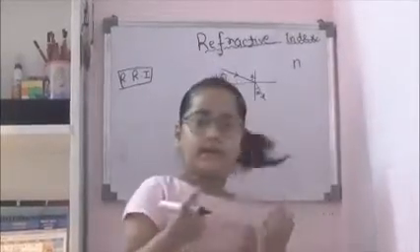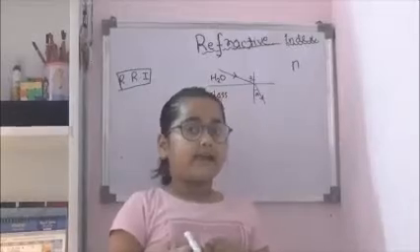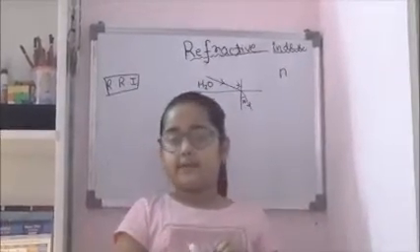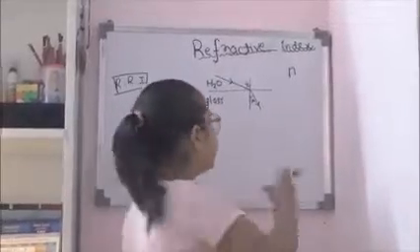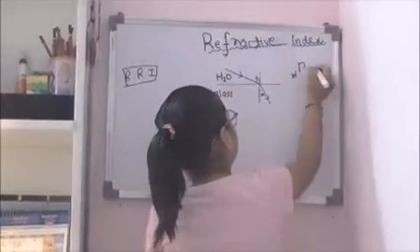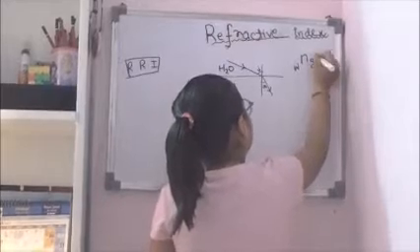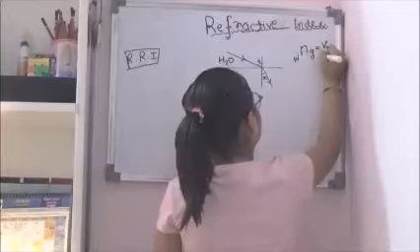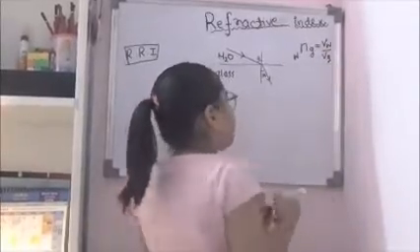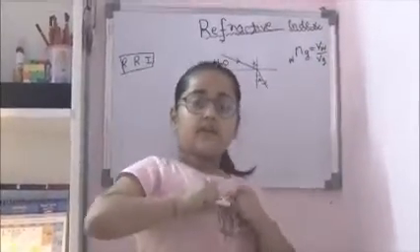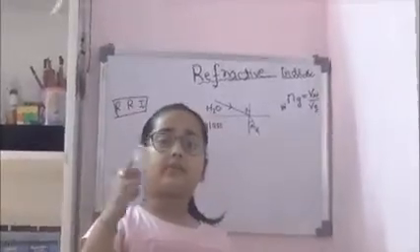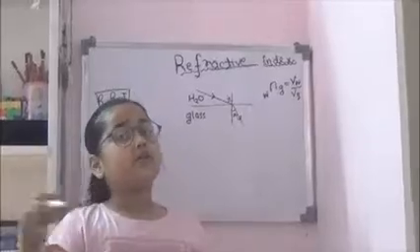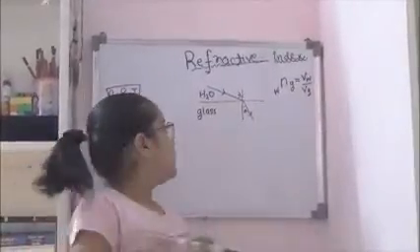Now how can we represent the refractive index of a light ray traveling from water to glass? I am considering water as W and glass as G. So it is represented as n_WG. Now this is equal to the speed of light in water upon speed of light in glass. That is, the refractive index of a light ray traveling from medium 1 to 2 is the speed of light in medium 1 upon speed of light in medium 2.